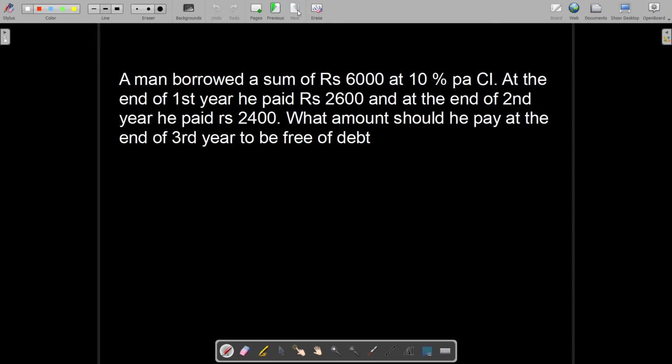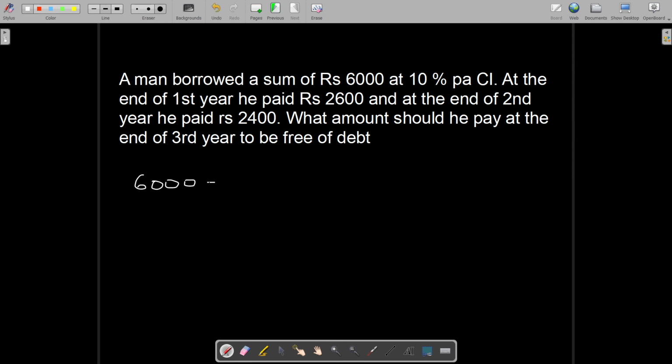Unequal installments. A man borrowed a sum of rupees 6,000 at 10% per annum CI. At the end of first year, he paid rupees 2,600. At the end of second year, he paid rupees 2,400. What amount should he pay at the end of third year? You can do it like this, but it is a very hard, very long method. You should not do it like this.